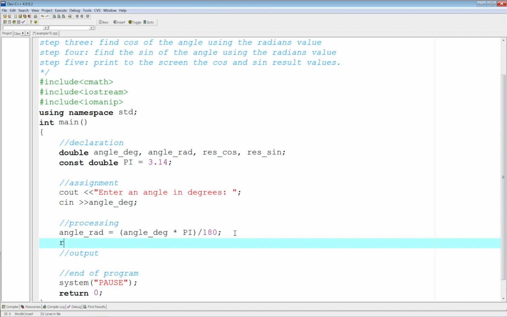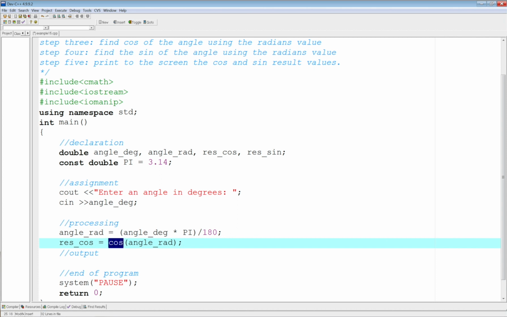Aha. So the result in cosine is going to be equal to the cosine function that's in the CMath, and supply it the angle in radian. That's how it works. That's it. It's that simple. You basically, the cosine that you're seeing here is a function.